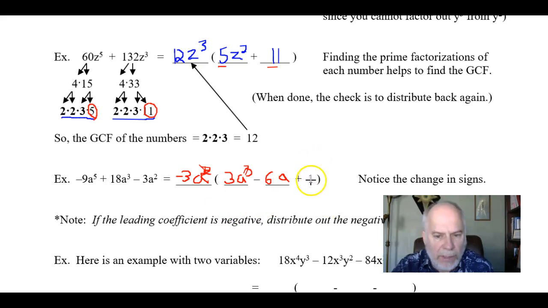Now notice that you don't end up with 0 here. You end up with 1. All right? So if the leading coefficient is negative, then distribute out the negative of the GCF.